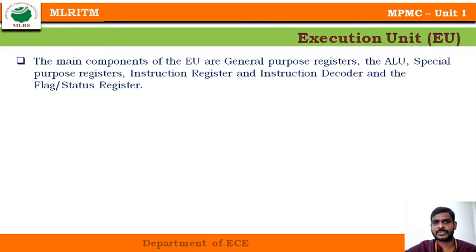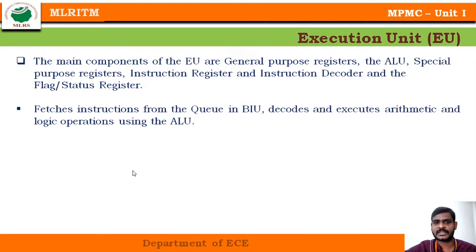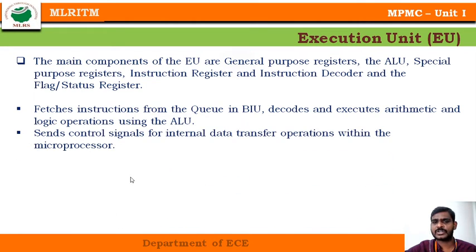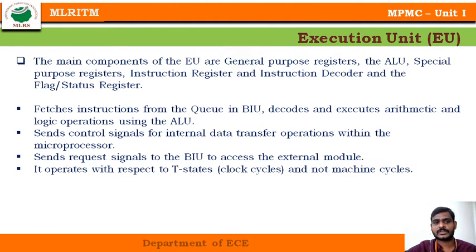The main components of the execution unit are general purpose registers, ALU, special function registers, instruction register, instruction decoder and flag registers. It fetches the instructions from the queue in the bus interface unit, decodes and executes arithmetic and logical operations using the arithmetic logic unit. It sends control signals for internal data transfer operations within the microprocessor. It sends request signals to the BIU to access external modules. It operates with respect to T states, clock signals, and not on machine cycles.